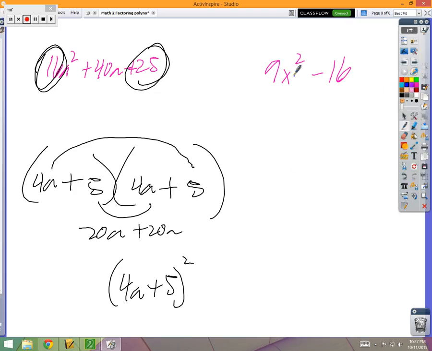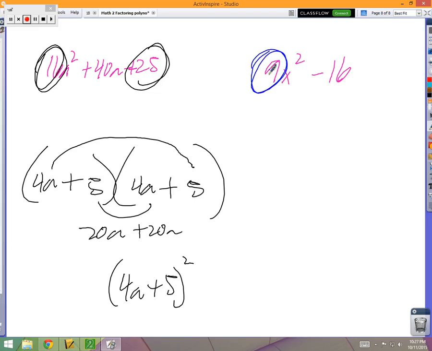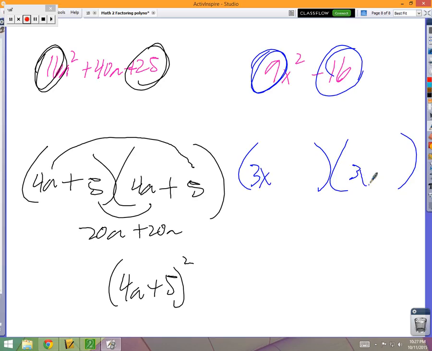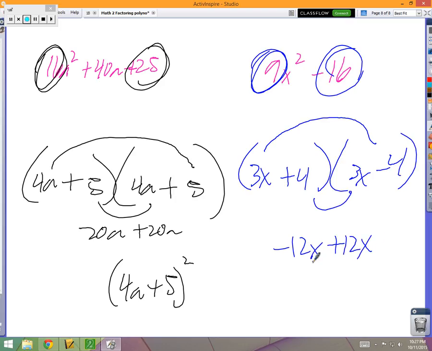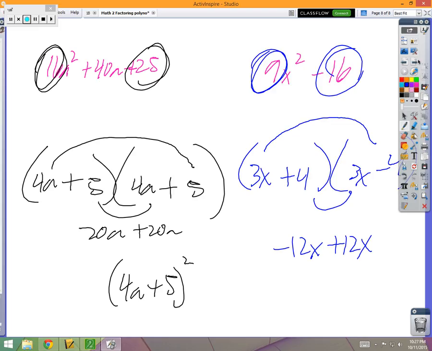Okay, this one, you've got to see that it starts with a perfect square and it ends with a perfect square. So that's a special case. How do they get the 9x squared? They get that from 3x and 3x. And how do they get the minus 16? One's got to be plus 4, one's got to be minus 4. And there is no middle because they zeroed out. Because your middle, you're going to have a minus 12x and a plus 12x, and those will zero out. Okay, two more and we'll call it good.